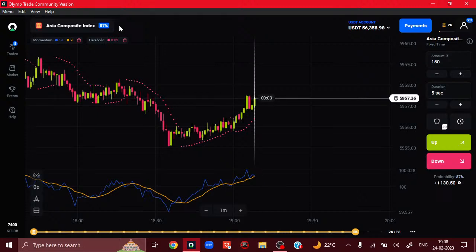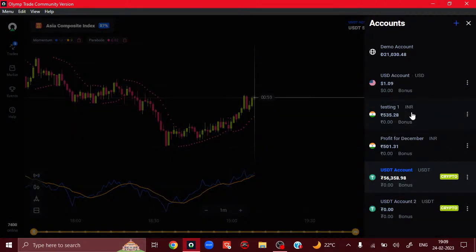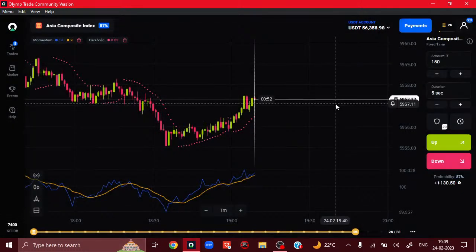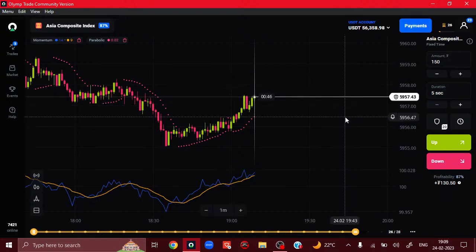My account section. Yeah, sure. I have multiple accounts with me, but as of now, I am using the USDT because the USDT is one of the fastest modes of deposit and withdrawals. So I recommend you all that you can switch to USDT mode.